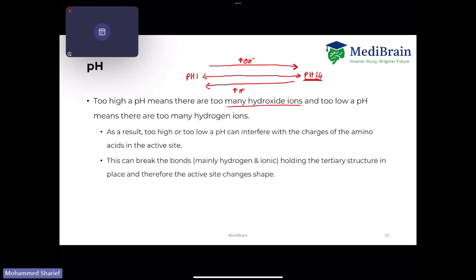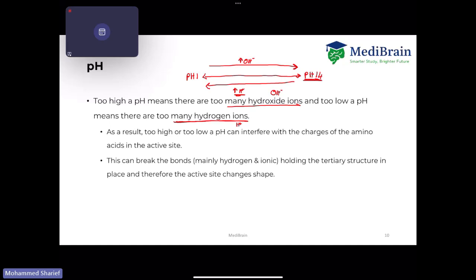And if the pH is too low, there's too many hydrogen ions. Okay, now remember hydroxide ions are negatively charged and hydrogen ions are positively charged. If we have too many hydroxide ions or too many hydrogen ions, the overall charge of the amino acids is going to be affected. If the pH is too low or too high, it will interfere with the charges of the amino acids in the active site. And what happens is that the bonds will break, because we've interfered with the charges of the amino acids.